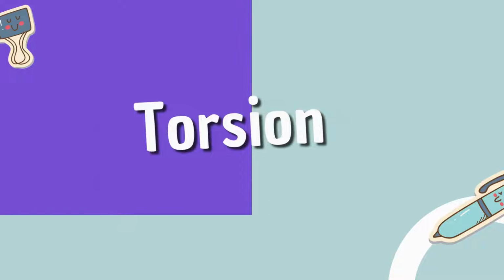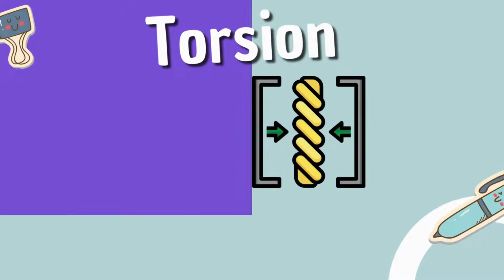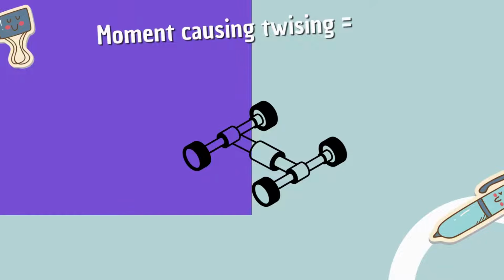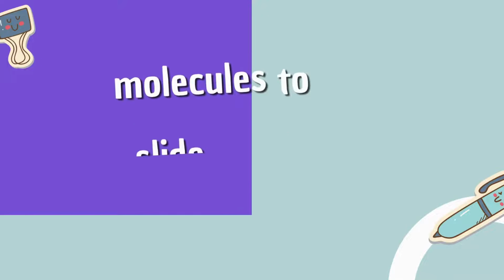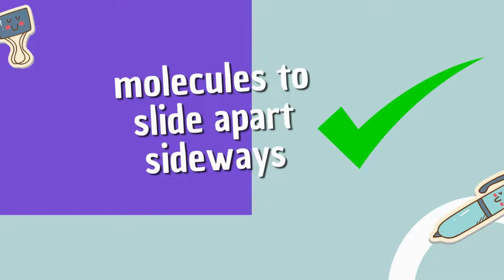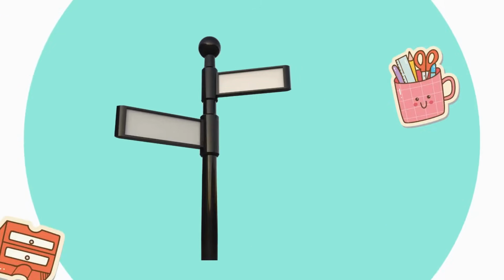Torsion: twisting, created when a moment or turning force is applied to a structural member or piece of material, making it deflect at an angle. A moment that causes twisting is called a twisting or torsional moment. Torsion produces shear stresses inside the material. A beam in torsion will fail in shear. The twisting action causes the molecules to be slid apart sideways. For example, a pole with a sign hanging off one side.